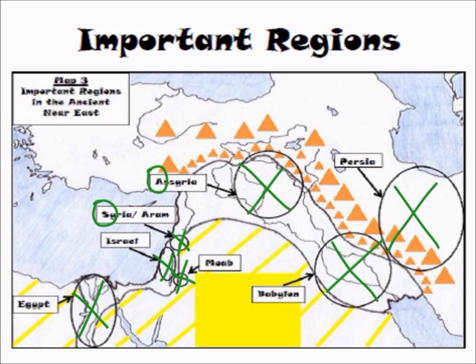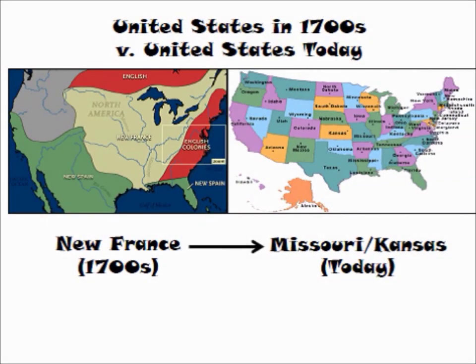At this point, it's important for us to point out something important about this map in particular. I'm going to do so with an illustration. On your screen, you have two maps of what is today called the United States. On the right-hand side is a modern map of the United States. Notice that in the central United States, that area was once called Missouri and Kansas. The map on the left is the same territory, but during the 1700s.